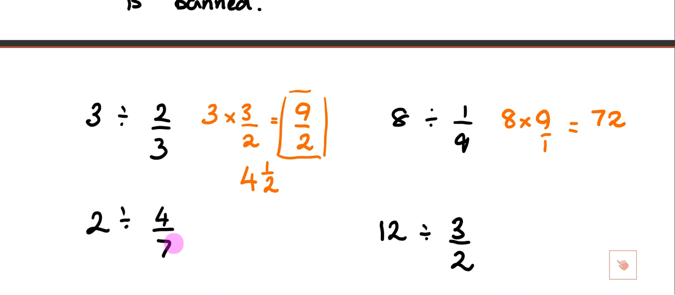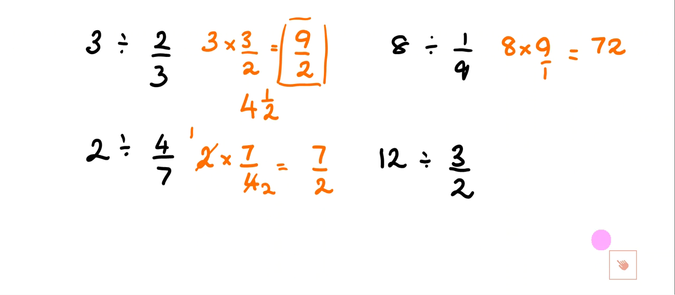2 divided by 4 sevenths is actually going to be 2 times 7 over 4. Now, for those of you that are with it, we're going to then cancel divide by 2, and the answer gives me 1 times 7 divided by 2, which is 7 divided by 2. Or you would have got 14 divided by 4, which simplifies to 7 divided by 2. But remember, we know how to simplify with multiplication. 7 divided by 2 is 3 and 1 half, if you did that.